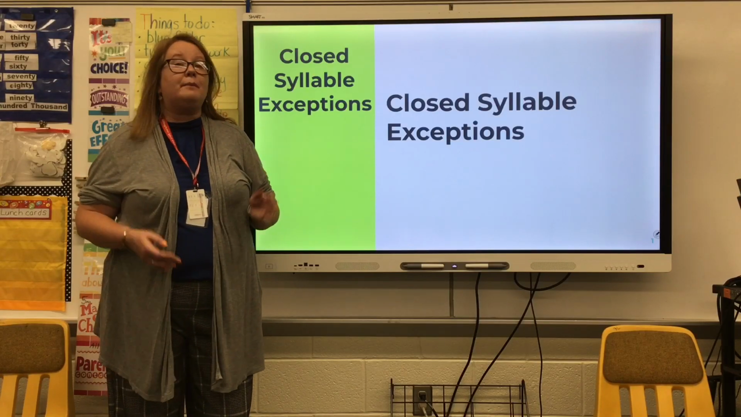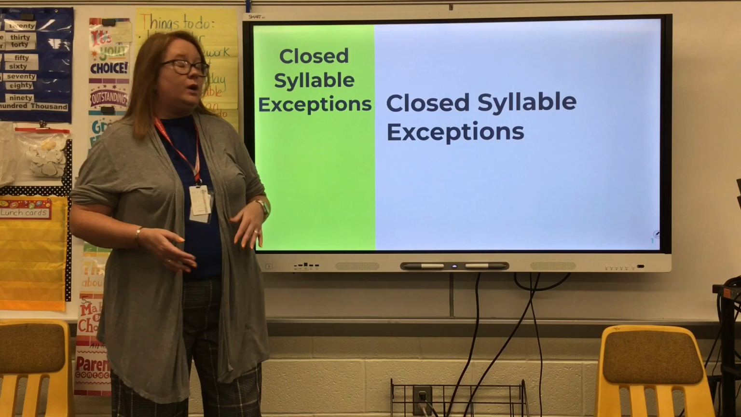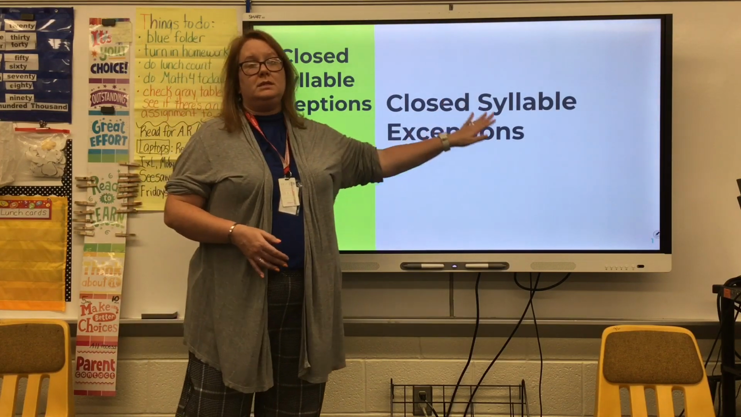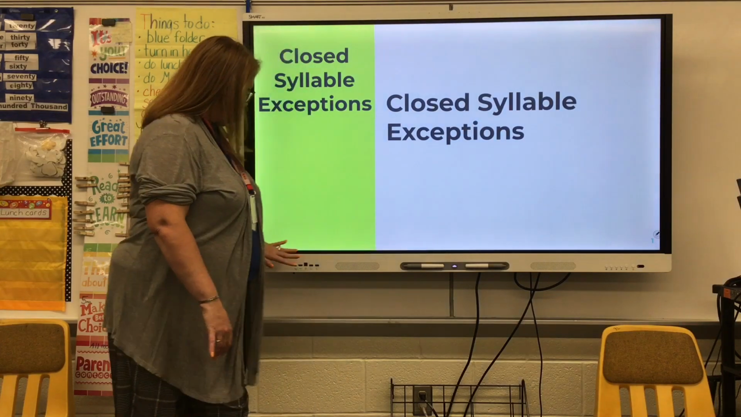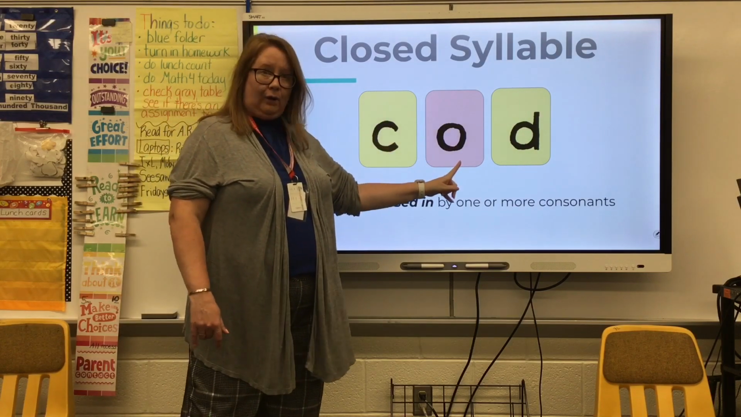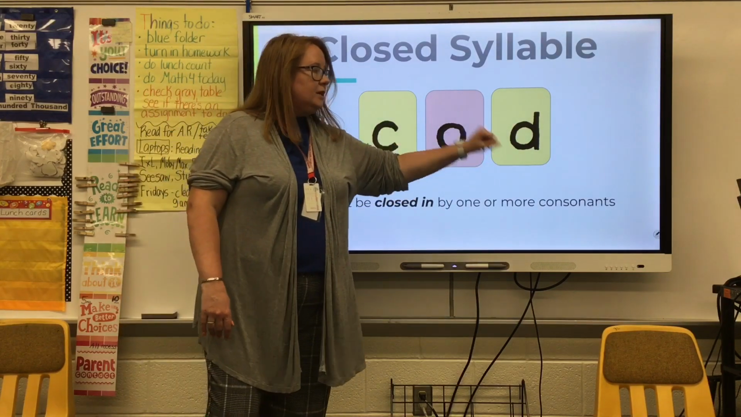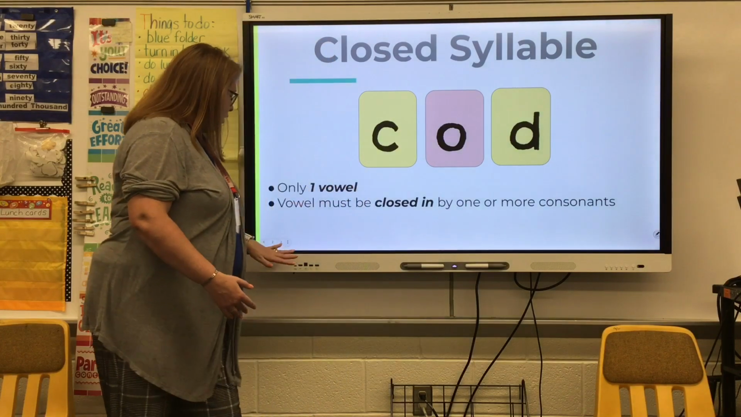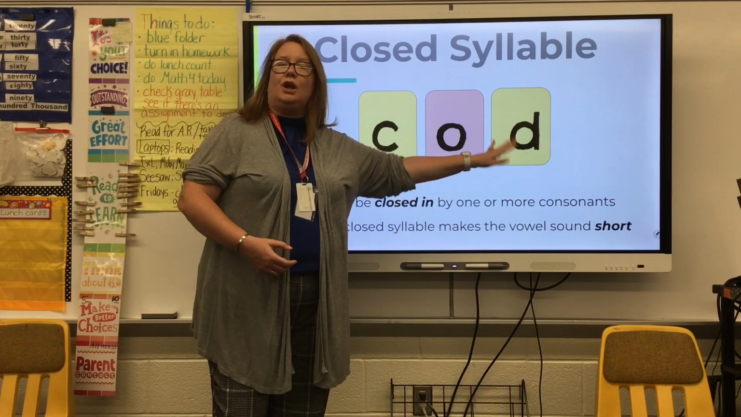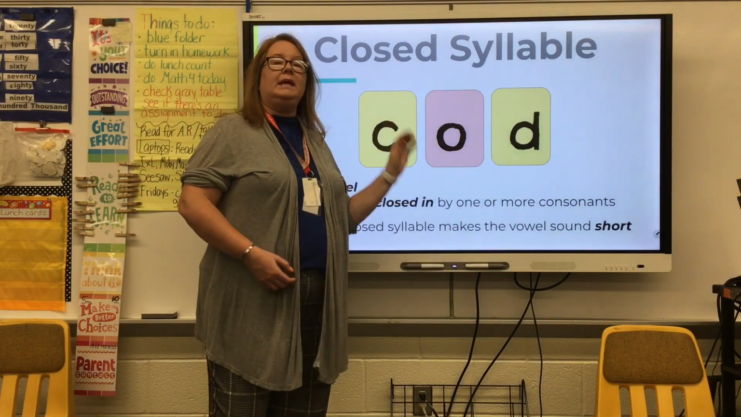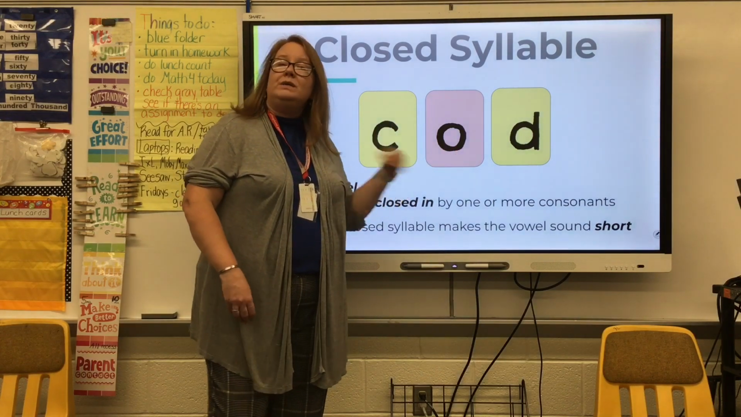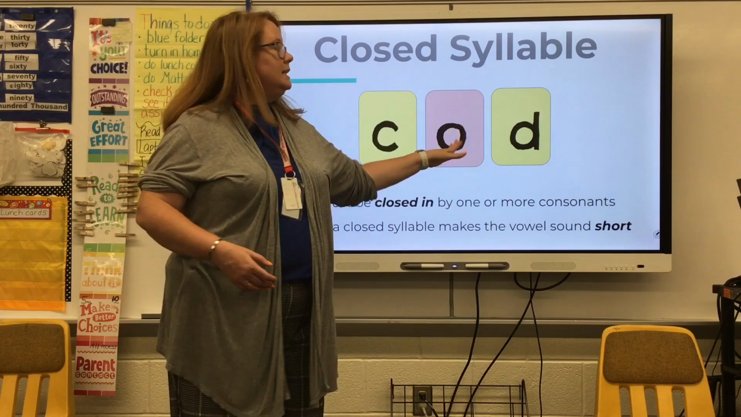Today I want to talk to you about an exception to the rule. So we've talked about closed syllables, but there is actually something called a closed syllable exception. A closed syllable has one vowel, and the vowel must be closed in by one or more consonants. When that happens, it makes our vowel a short sound because it's closed in at the end. So this word would be k, odd, cod, which is a type of fish, and my O is making that ah sound because it is closed in.